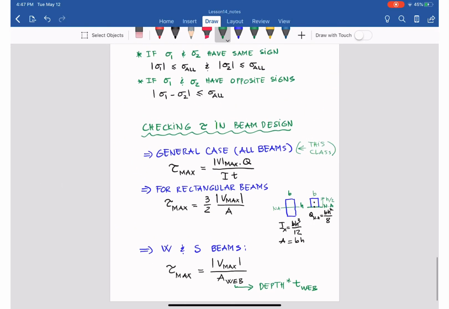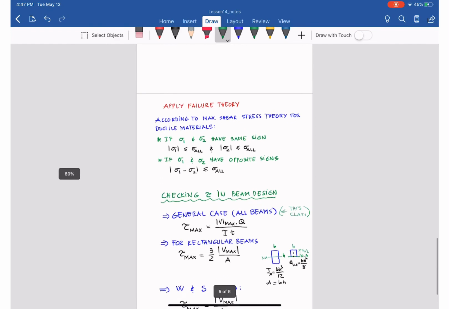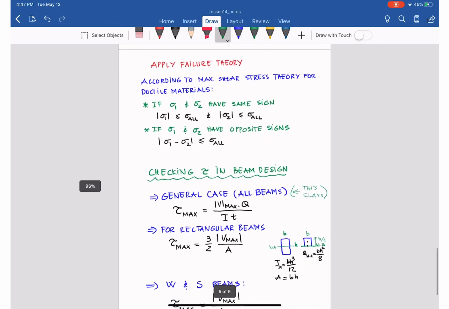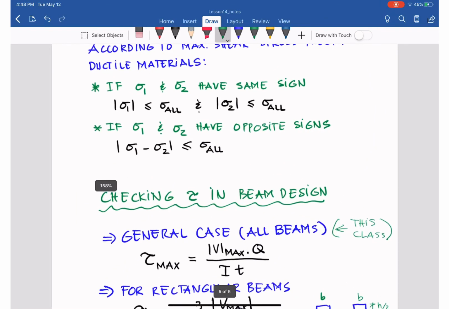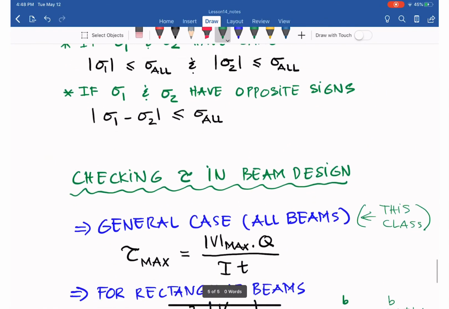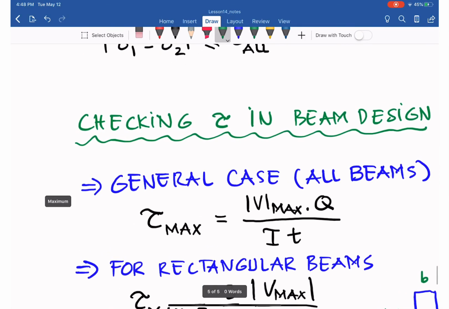With that, we are done with this class. Again, go back to worksheet 14D to apply this to the design of the prismatic beam. And keep in mind that for step 2 in this class, we use tau max equals VQ over It.